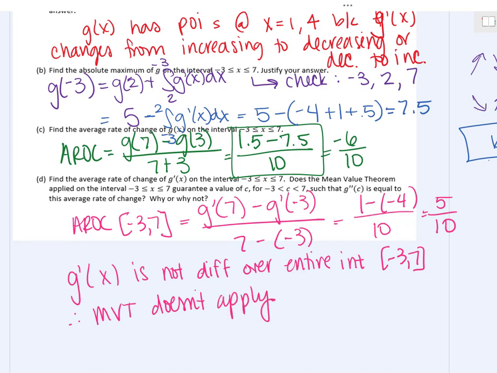And that is all you need. You would get a point for that slope and then a point for saying that mean value theorem doesn't apply.